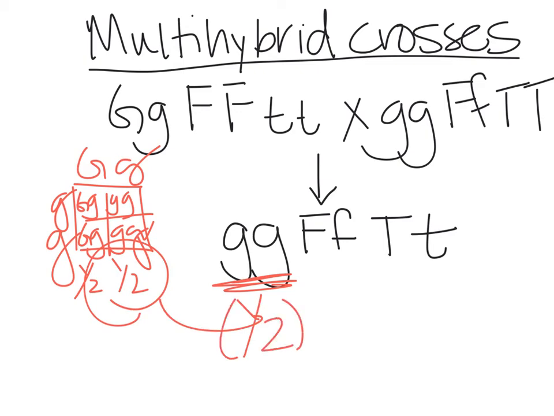Same thing now for the F's. Big F, little f. What is the probability of big F, little f? You should be able to do this without the Punnett square. If you need one, take a break, do the Punnett square. But we know that that's half also.